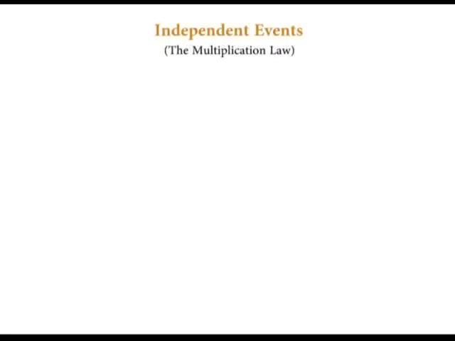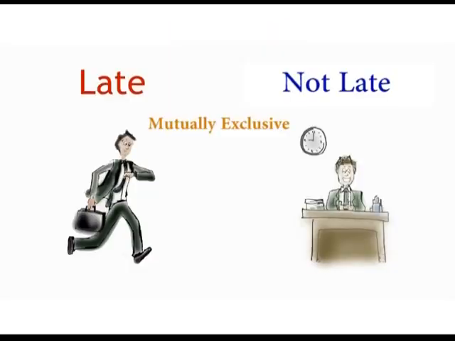Next, independent events and the multiplication law. Now, 2 events are independent if the occurrence of one event does not affect the occurrence of the other. For example, in our case, when going to school, being late and not being late are mutually exclusive events. They cannot happen at the same time.